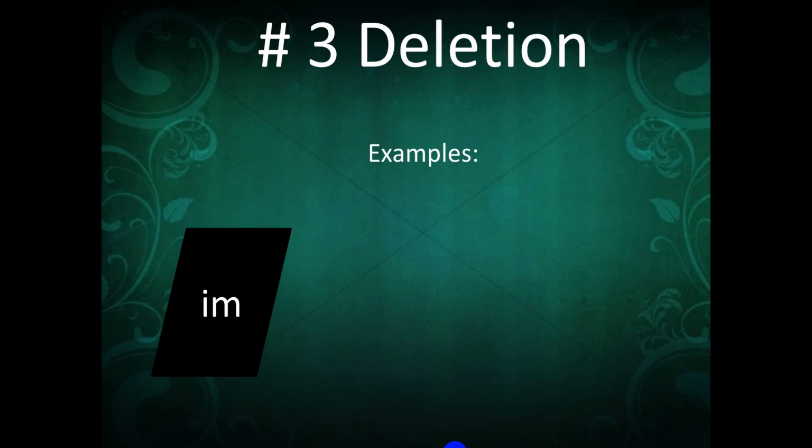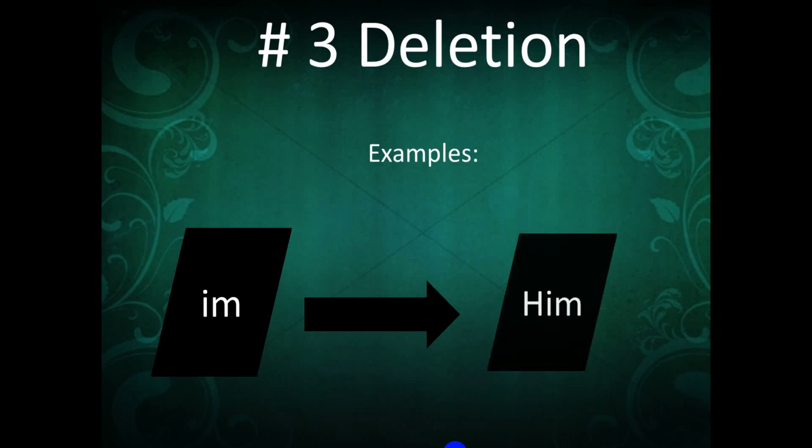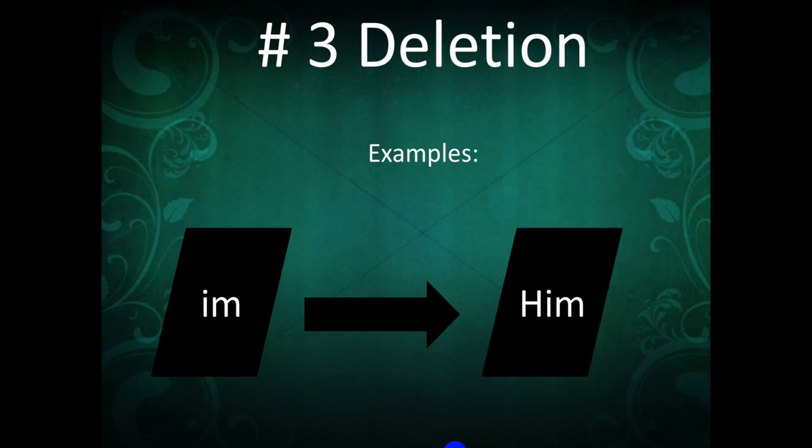Okay, 'im instead of him. Oh, really? Oh, yeah, really. 'Im instead of him. I say, I love 'im, not I love him. Okay, this is to be fluent. It's not grammatically wrong if you said I love him. It's okay, but I love 'im to be more fluent and more natural.